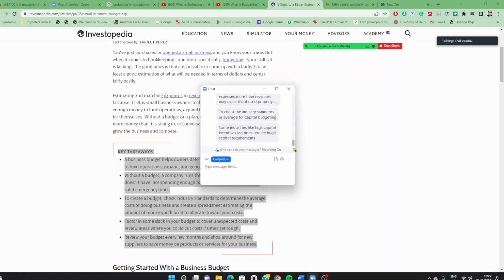Same is the example of COVID. COVID has also impacted. Those are the slacks in your budget. I would say the expenses may go high, right? That is fourth. And fifth is review your budget every month.